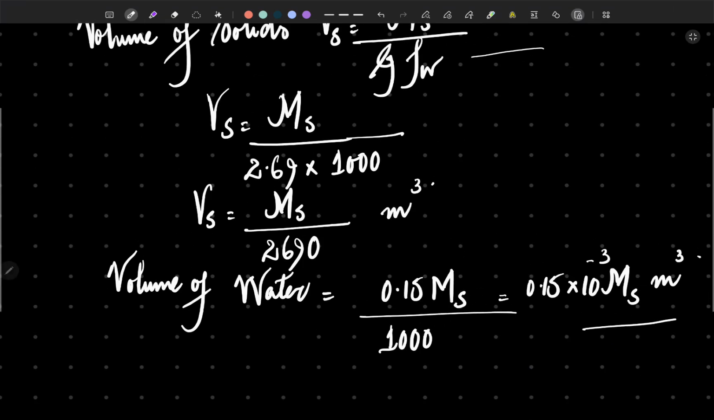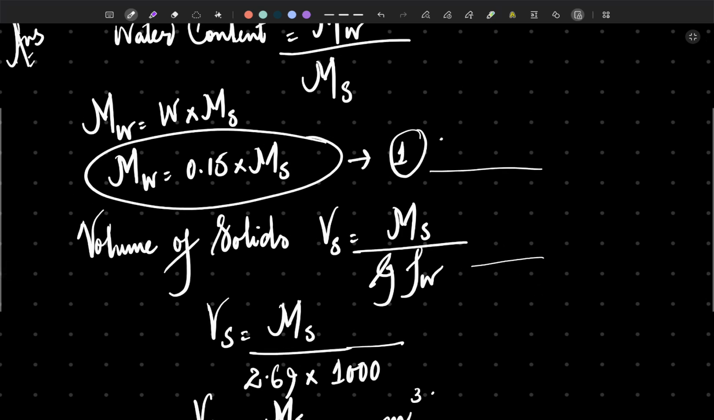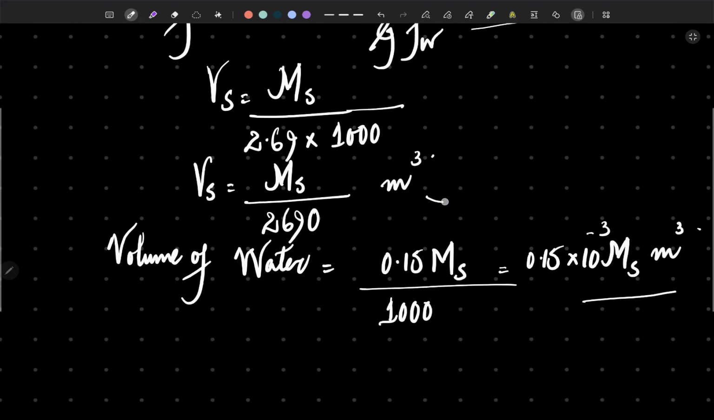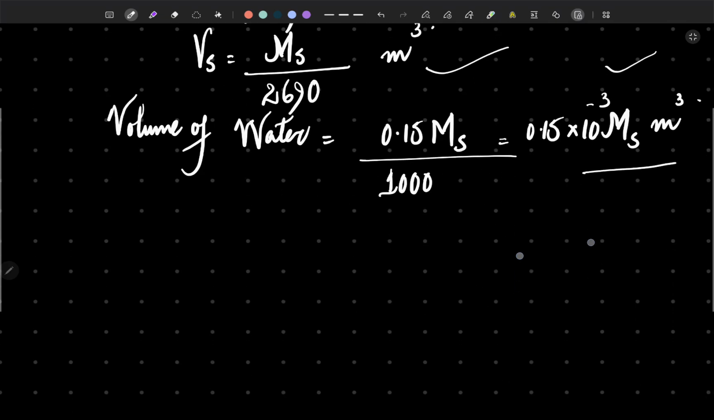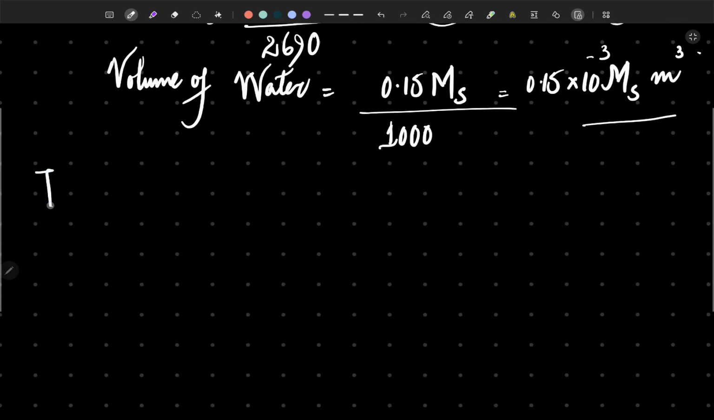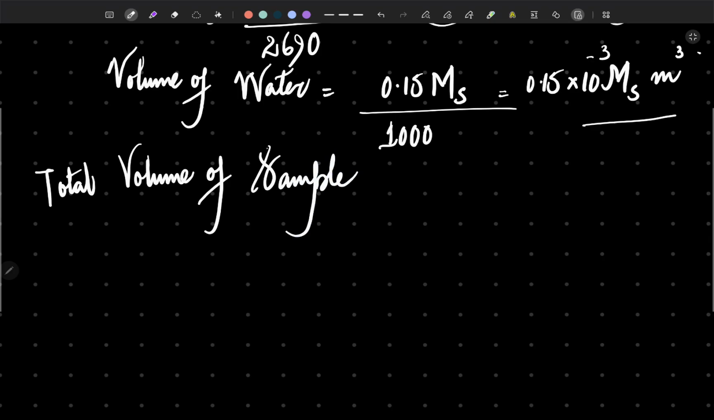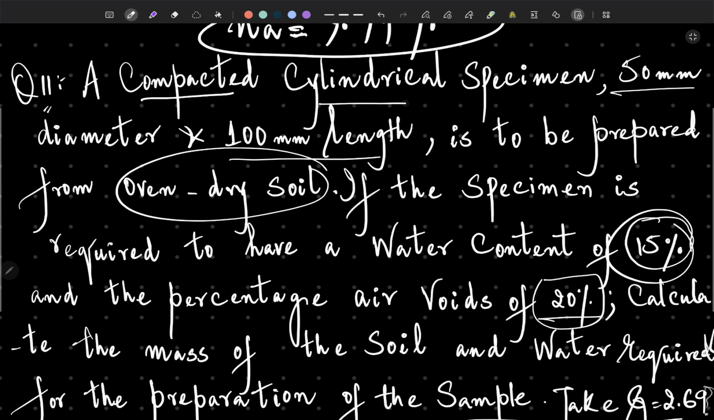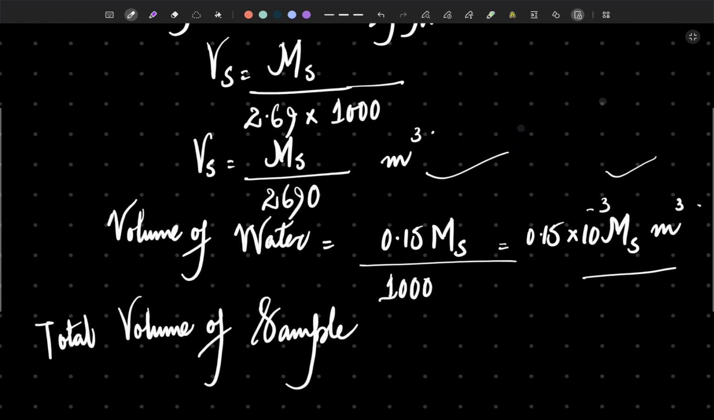So I have mass of water, which I calculated in the very beginning by this relationship, and then subsequently I found out the volume of solids and the volume of water. Alright. Now, how much is the total volume of sample? Total volume of sample. Let's get back to the question and see what the question says carefully. A compacted cylindrical specimen, 50 mm diameter and 100 mm length. So this is a cylindrical specimen. We have to calculate the volume.